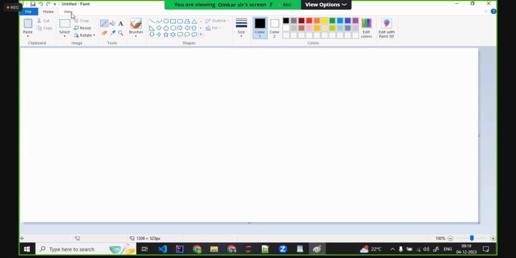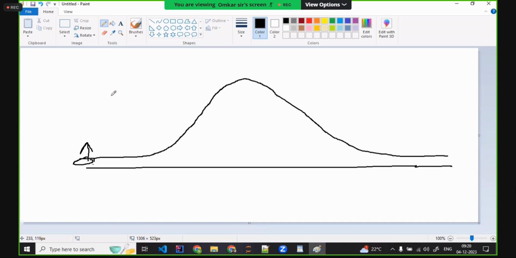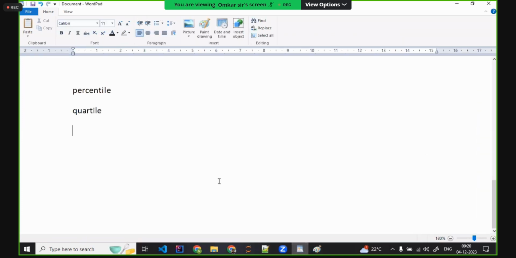Look at this. Now this data will go like this. Suppose I draw the data like this. So these points will never touch the axis, correct? What is this called? It is called asymptotes. So that's why in the distribution there is no concept of percentage.